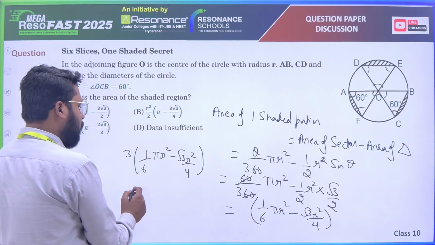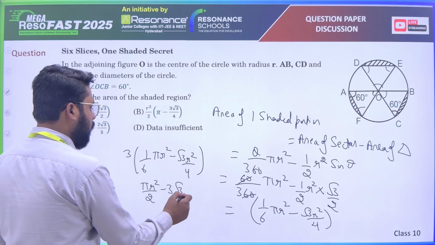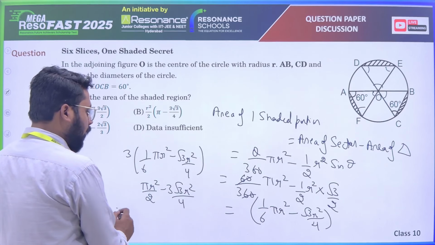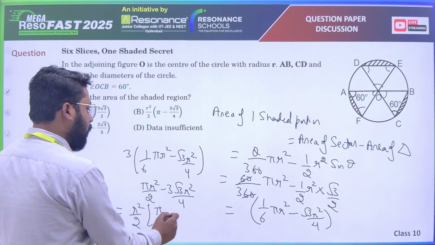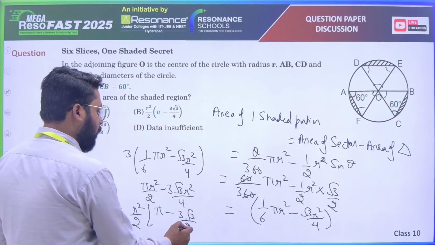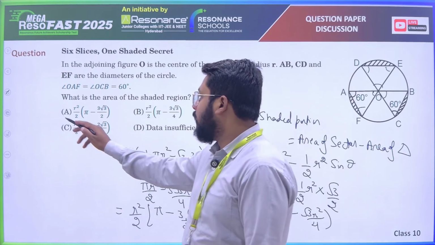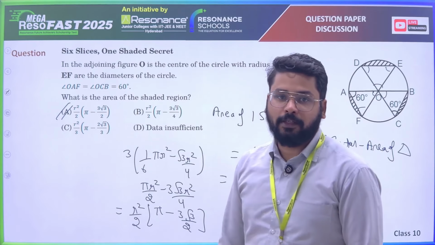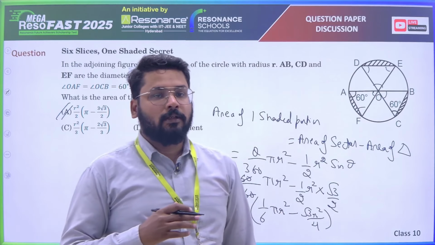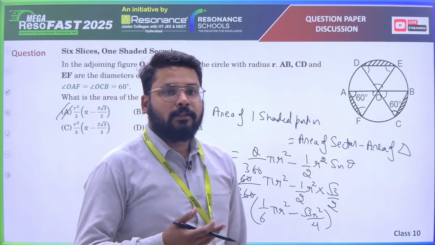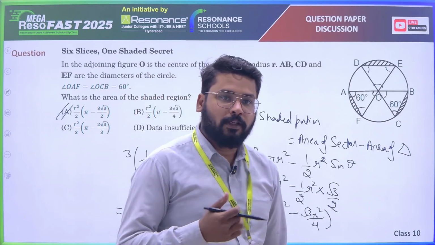So 3 into (1 by 6 pi r square minus root 3 r square by 4). If you multiply inside the brackets, it will be pi r square by 2 minus 3 root 3 r square by 4. Now r square by 2 you can take common, so you will be left with pi minus 3 root 3 by 2 after taking r square by 2 common. So this is our option A. That's the answers of the mathematics portion. Now our next teacher will continue the biology part, and I hope that the paper went well for you. Best of luck for the result.